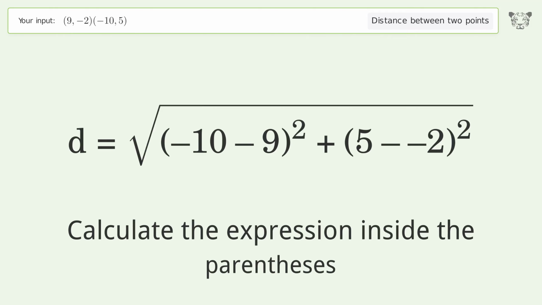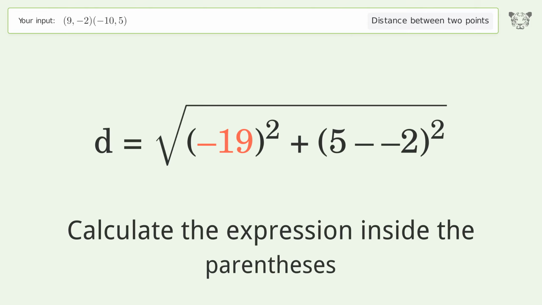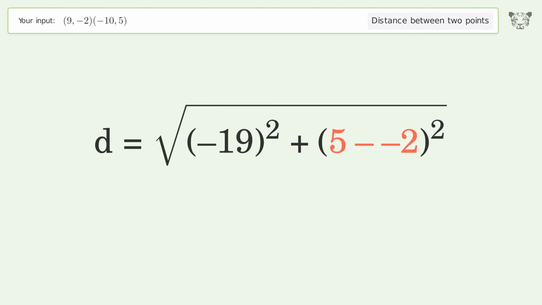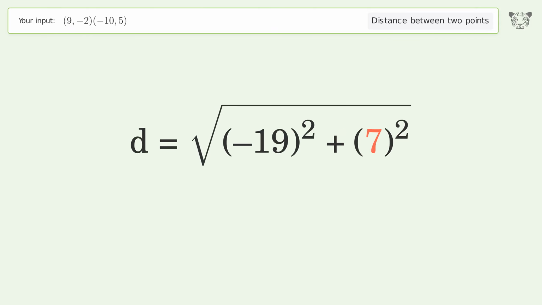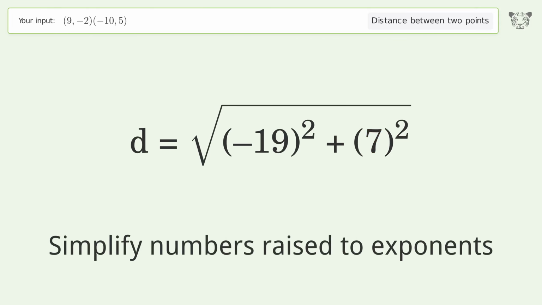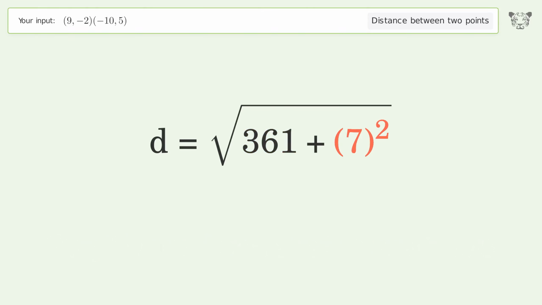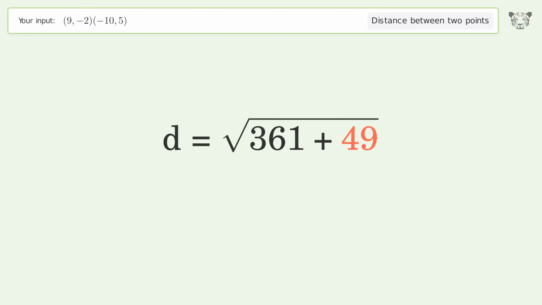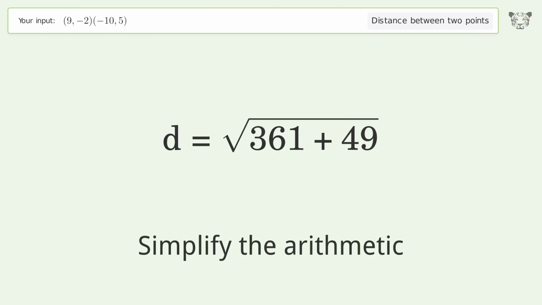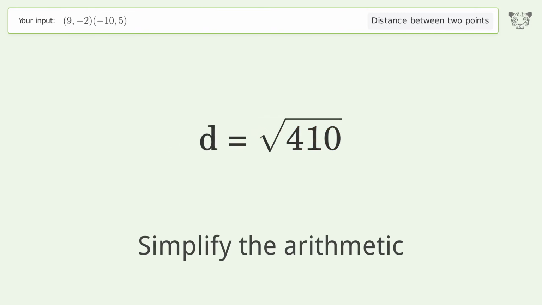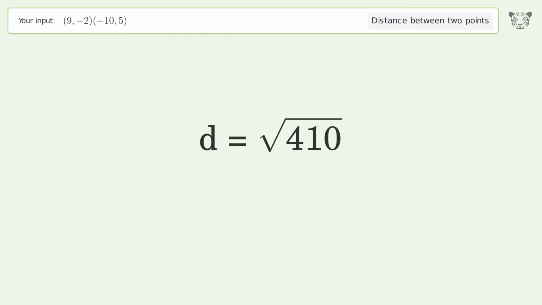Calculate the expression inside the parentheses. Simplify numbers raised to exponents. Simplify the arithmetic. And so the distance between the 2 points is the square root of 410, or 20.248.